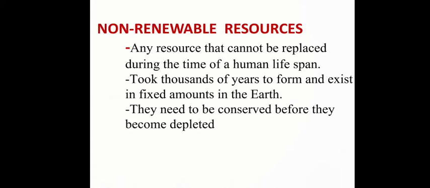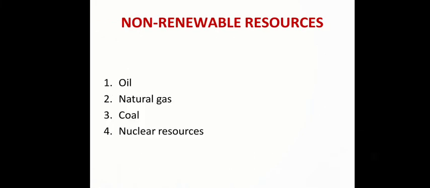The next one is non-renewable resources. Any resources that cannot be replaced during a human lifespan, took thousands of years to form, and exist in a fixed amount in the earth, and need to be conserved before they become depleted, are known as non-renewable resources. Examples are oil, natural gas, coal and nuclear.